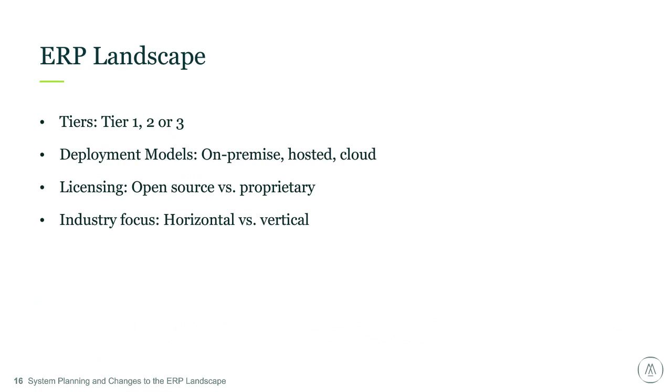Having described ERP systems, let's now focus on the ERP landscape, where we're going to spend most of our time on this presentation. We'll talk about ERP Tiers and why they're classified as such. We'll discuss the deployment models available for ERP systems and how they are licensed. We'll also talk about industry focus, how you distinguish between a horizontal and a vertical solution.